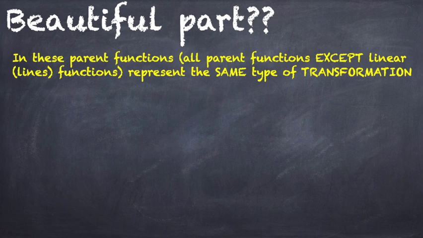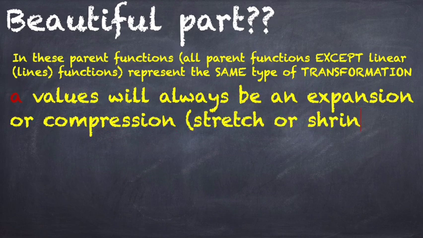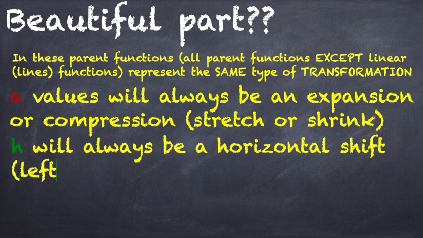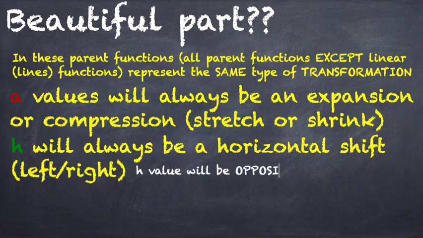We'll talk about those later. In all of our parent functions, except linear functions, our a value will always be our expansion, our vertical. I don't have vertical in there. I forgot to type that in there. So you need to be sure you put vertical expansion or compression, stretch or shrink. Our h value will always be a horizontal shift. If we have an h value, we'll say we moved 3 units to the left or 3 units to the right, or whatever we need to say, okay?